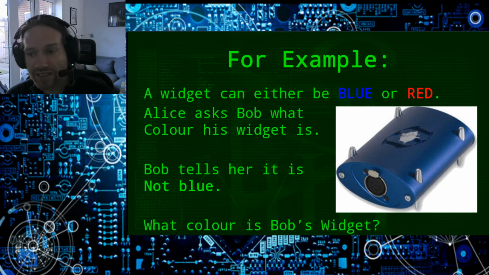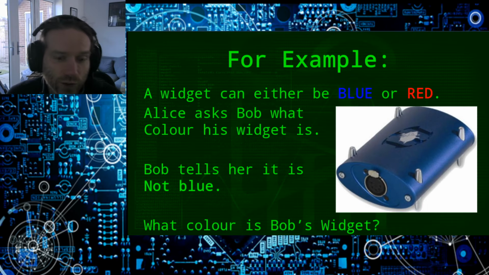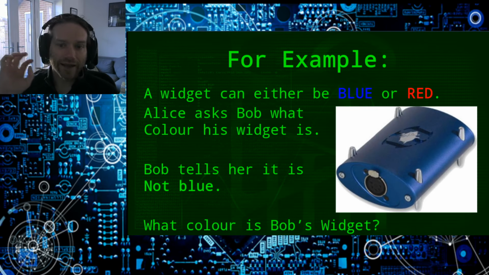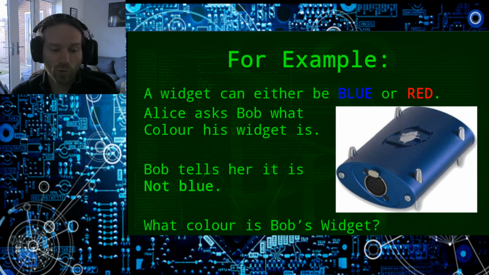Right? Now, obviously, in the real world, if Alice said to Bob, what colour's your widget? And he said, well, it's not blue, Alice would probably walk away and think, this guy's an idiot. He won't give me a straight answer. Because it could be one of an infinite number of different colours. But in our logical kingdom, where it's either one or the other, it's blue or red, black or white. Okay.